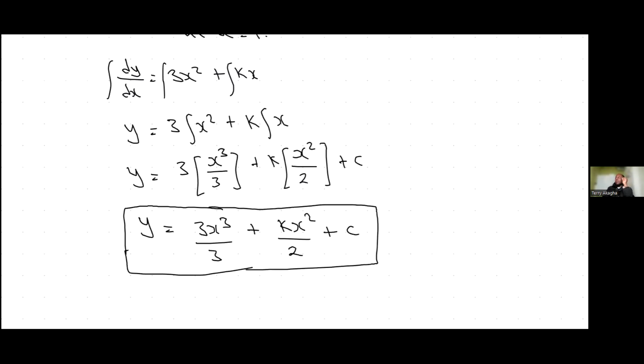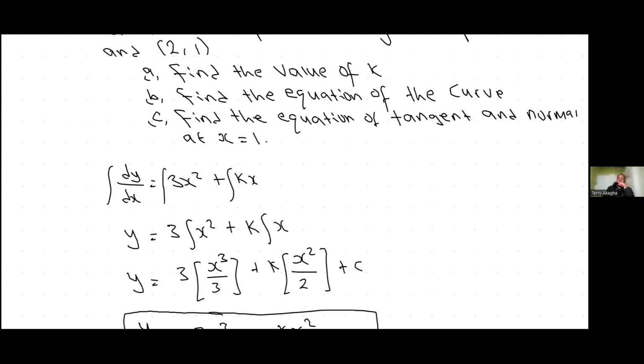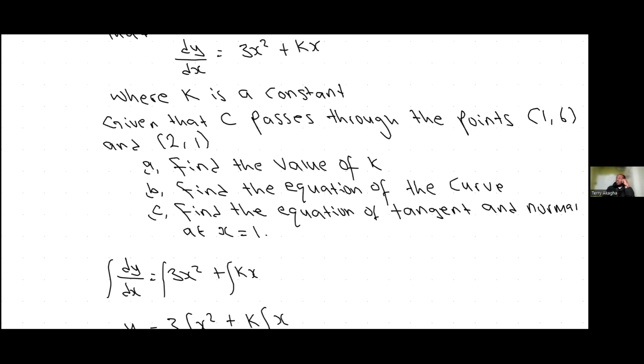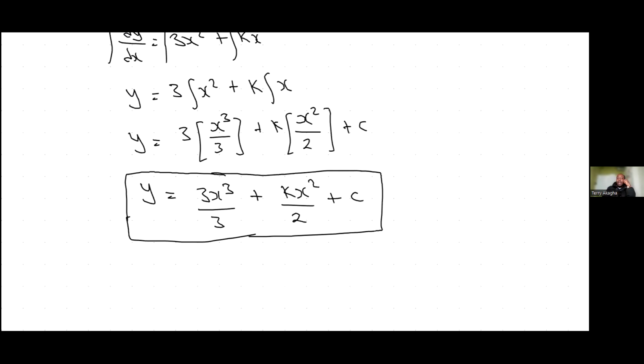But there's very important information that we were given. We were told that this curve passes through these 2 points, (1, 6) and (2, 1). So it means that if we substitute 1 into this curve C, our answer will be 6. It means that if we substitute 2 into this curve C, our answer is going to be 1. All right, so let's do that now. Since it passes through those points, we can try and solve it now and see what we'll get.